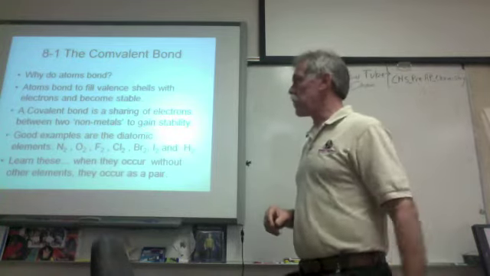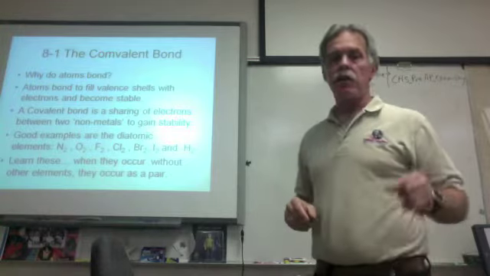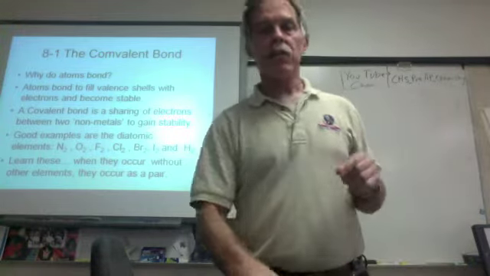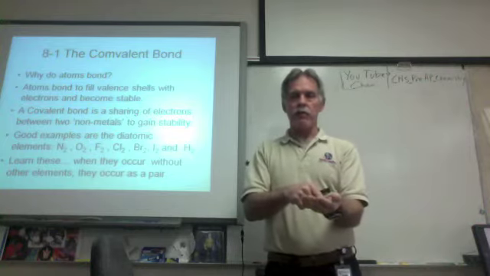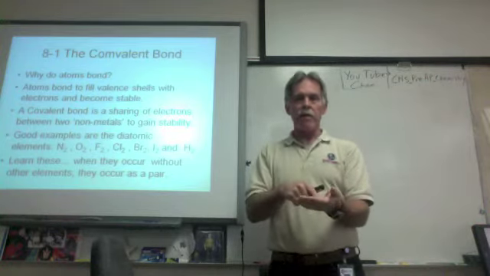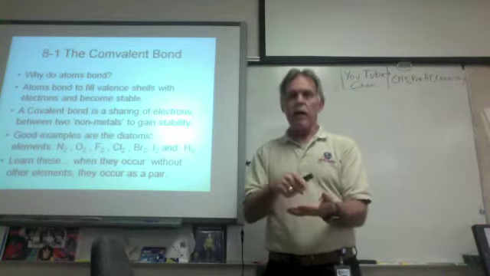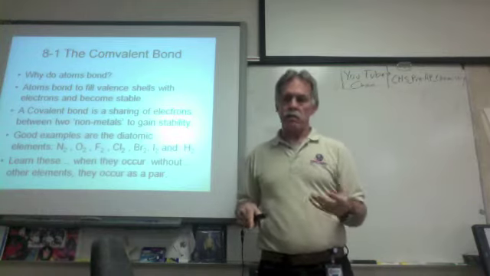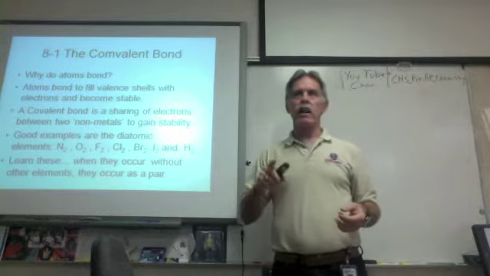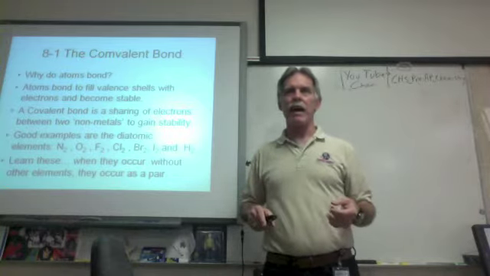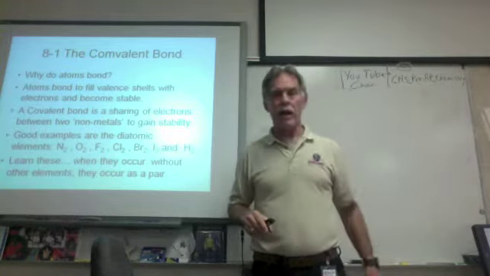Good examples are the diatomic elements. You should know these 7. Easy way to do that, get a periodic table in front of you. Look at number 7, nitrogen. There are 7 that start with 7 in the shape of a 7. So just about anybody can remember that. And we've got nitrogen, oxygen, fluorine, chlorine, bromine, iodine, and of course the 7th one is hydrogen.